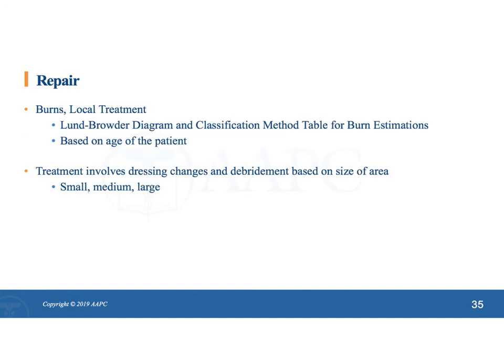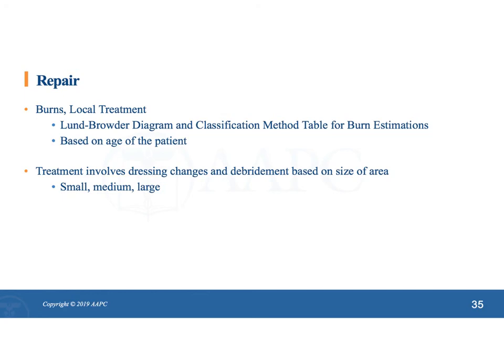In your CPT codebook, there is an illustration of the Lund-Browder diagram and the classification method table for burn estimations that you'll use when coding from the burns local treatment category. This method is used for estimating the extent, depth, and percentage of burns, allowing for the varying proportion of body surface based on age. Burn treatment involves dressing changes or debridement of burns, and is based on whether the area is small, medium, or large.